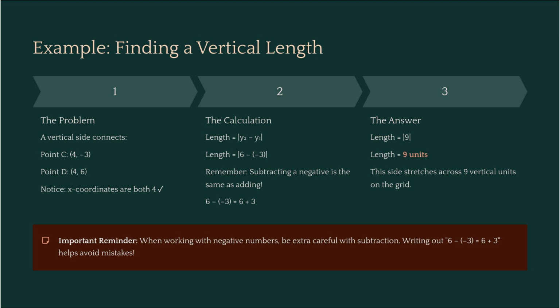Consider a vertical side connecting point C (4, -3) and point D (4, 6). The x value is 4 for both. The length is the difference in the y values, the absolute value of 6 minus -3. Remember that subtracting a negative number is the same as adding a positive one. So 6 plus 3 equals 9. The vertical side is 9 units long.